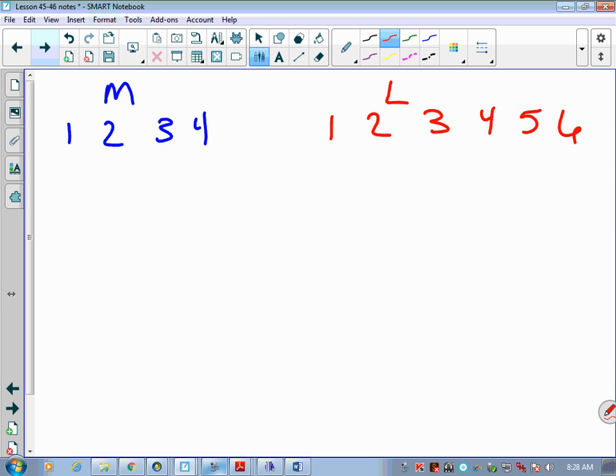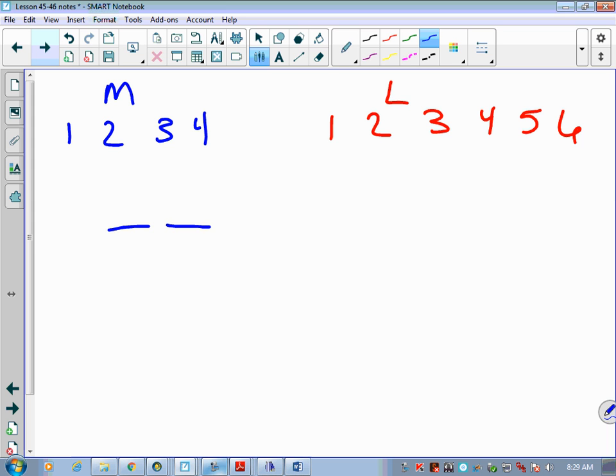Now, 4 math books and 6 lit books are on a shelf. How many ways can they be arranged if the math books are kept together and the lit books are kept together? Okay, so let's start. We have to keep them together. So naturally, we would put the math books first, correct? Because we're in algebra class, we're going to put our math books first.